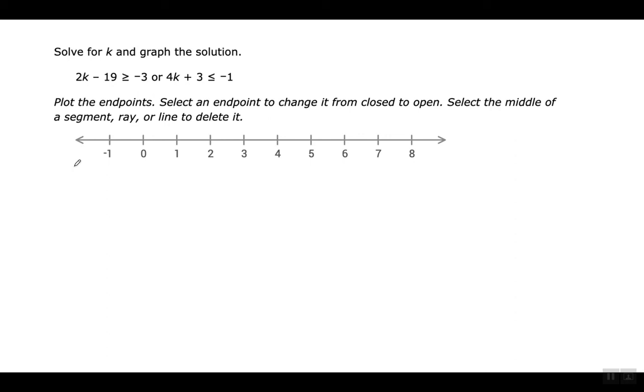Alright, after this one, if the next one doesn't have a situation where the sign flips or something, I'll jump to the next one, because so far they're looking pretty simple. Alright, so 2k minus 19 greater than or equal to negative 3. And the other one is 4k plus 3 less than or equal to negative 1.